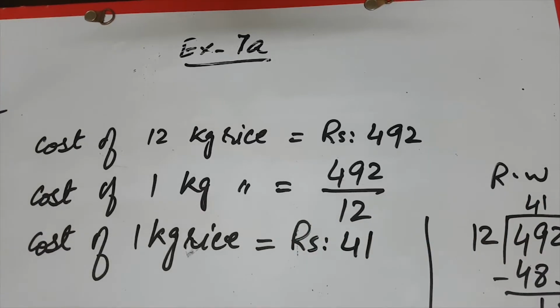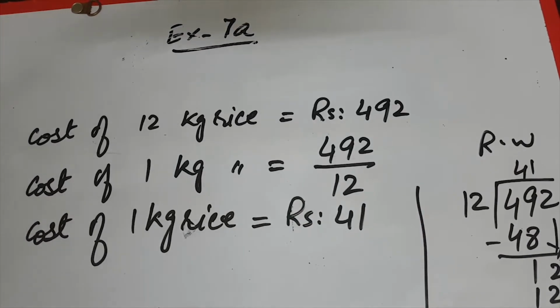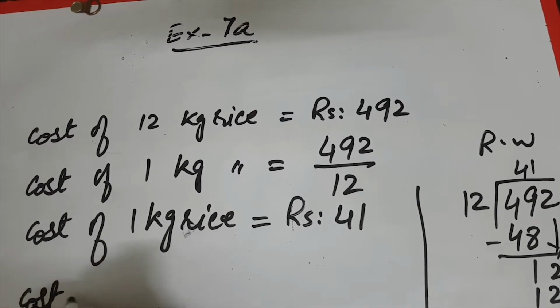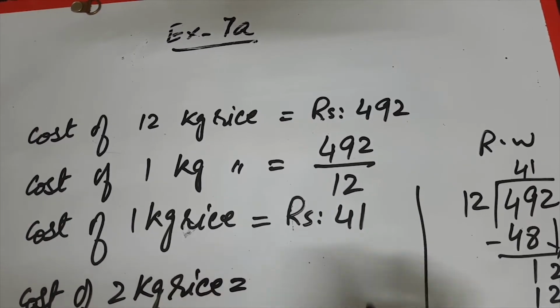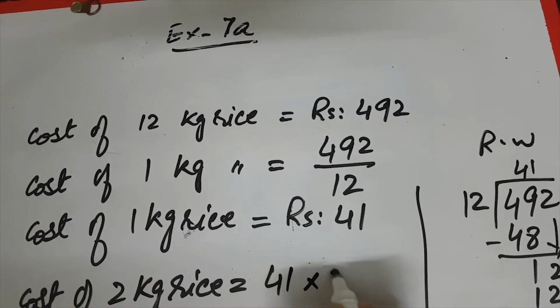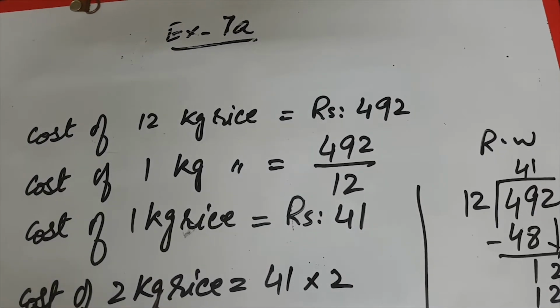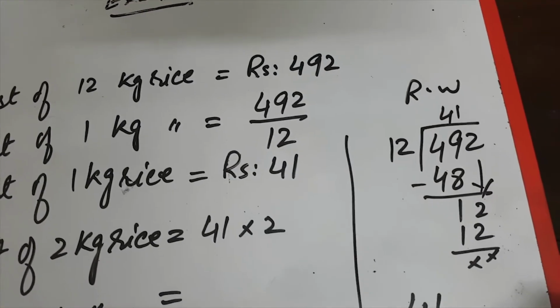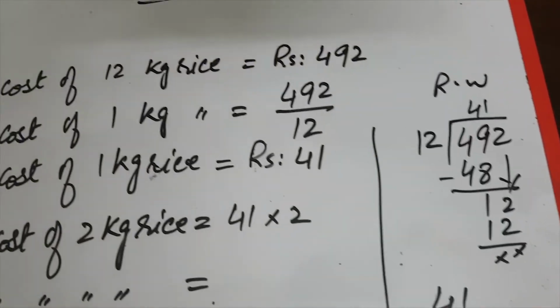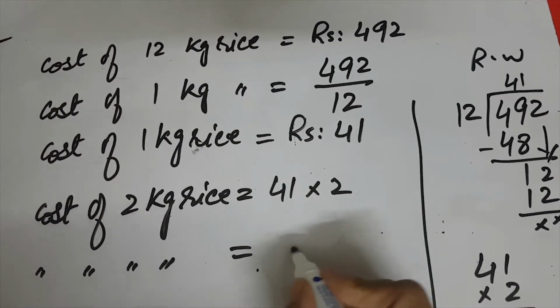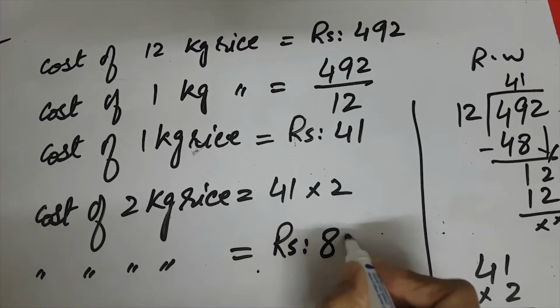You did it. Now the book is saying find the cost of 2 kgs of rice. So this is the thing you have to find out, the price for 2 kgs of rice, which will be 41 multiplied by 2. So do the multiplication in the rough. 2 1s are 2, 2 4s are 8, means the cost of 2 kg rice is rupees 82.